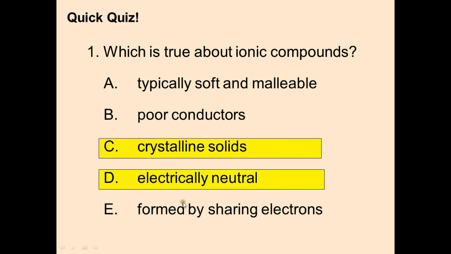And this one's not correct, and so let's change all these statements to make them correct. So let's start with A. They're typically soft and malleable. So what can we change to make it correct? We can change soft and malleable to brittle, because brittle is the exact opposite of soft and malleable. Brittle means just hard and breaks easily. So that's true about ionic compounds.